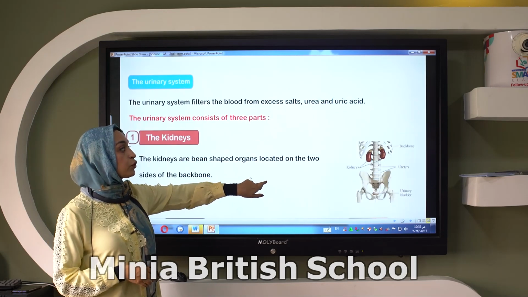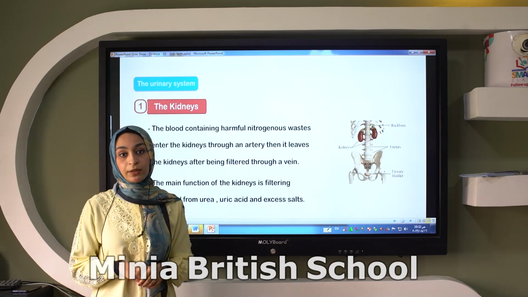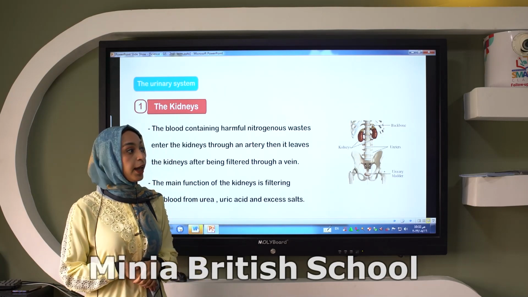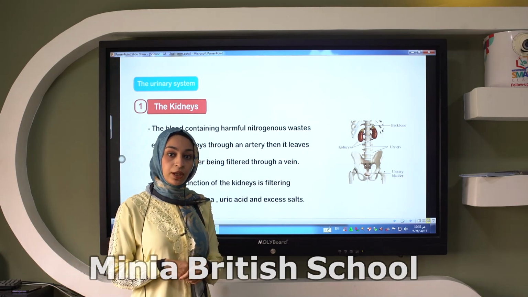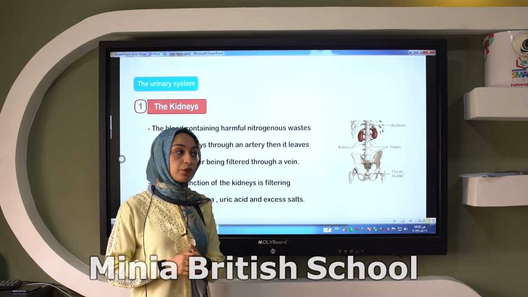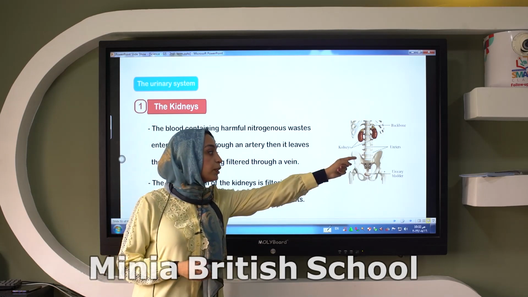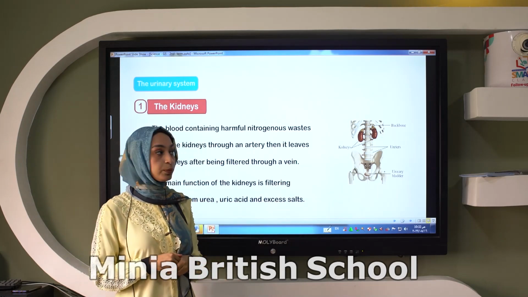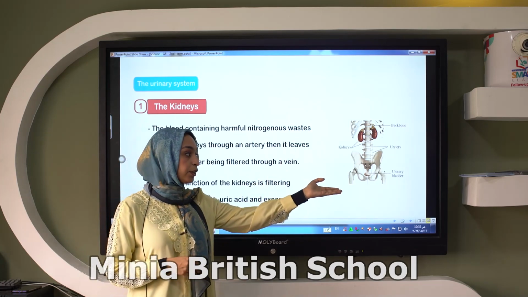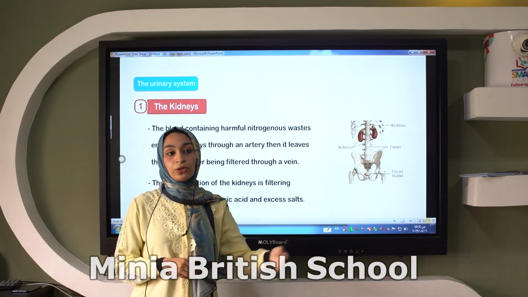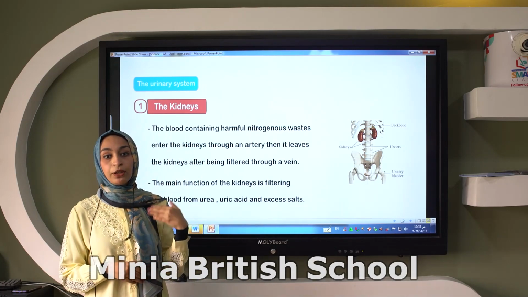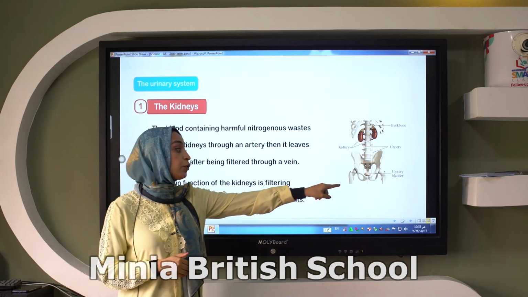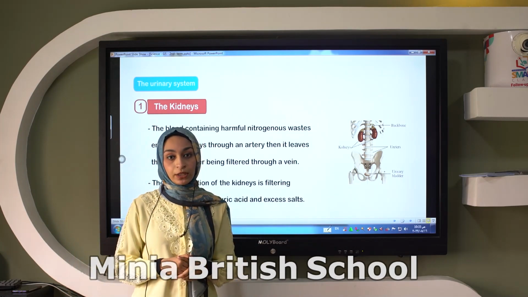What about the structure of the urinary system? The urinary system lies in the abdominal cavity, and it consists of two kidneys. They are bean-shaped organs located on both sides of the backbone. Then two ureters. They are very narrow tubes connected between the kidney and the urinary bladder. Also, the urinary bladder is a sac like a balloon which stores urine temporarily until it passes outside the body through the end opening, which is called the urethra.